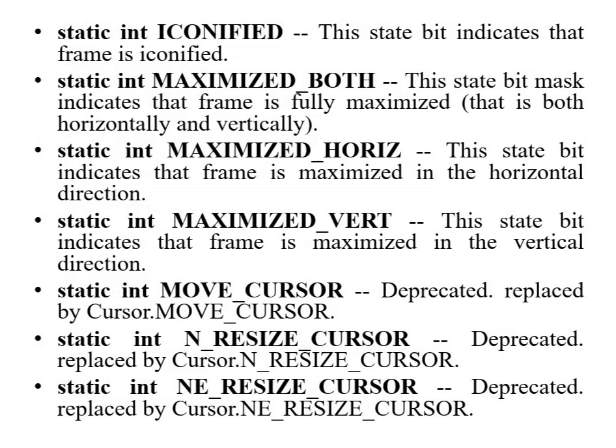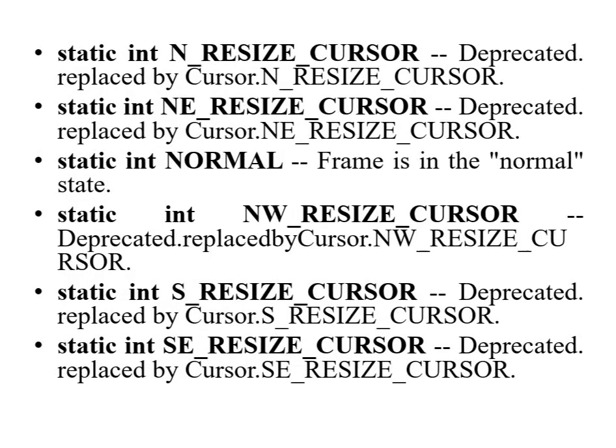Next one is static int MOVE_CURSOR, deprecated, replaced by Cursor.MOVE_CURSOR. Static int N_RESIZE_CURSOR, deprecated, replaced by Cursor.N_RESIZE_CURSOR. Static int NE_RESIZE_CURSOR, deprecated, replaced by Cursor.NE_RESIZE_CURSOR. Then static int N_RESIZE_CURSOR again, and static int NE_RESIZE_CURSOR, deprecated, replaced by Cursor.